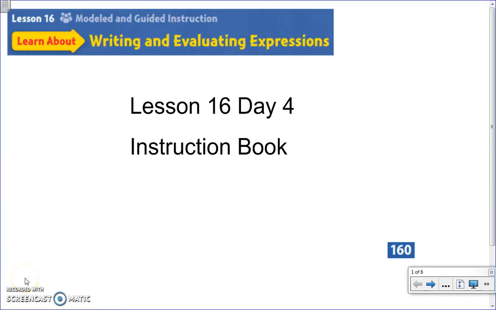Alright, this is Mr. Gillum, and today we're going to be looking at writing and evaluating expressions on page 160 of your instruction book.